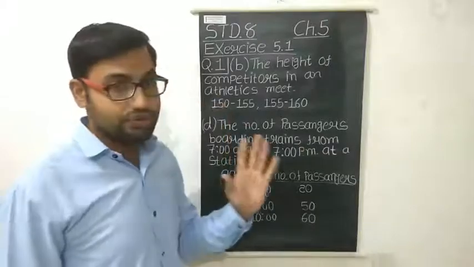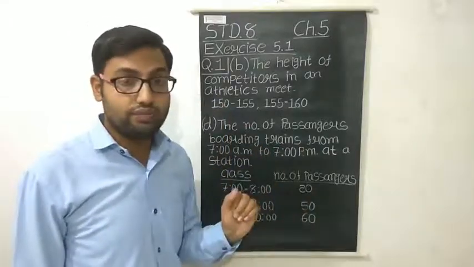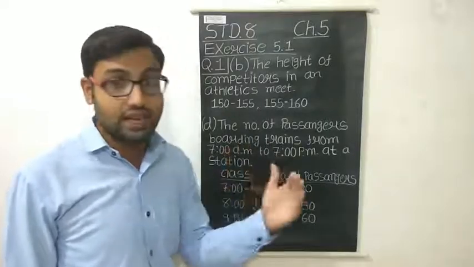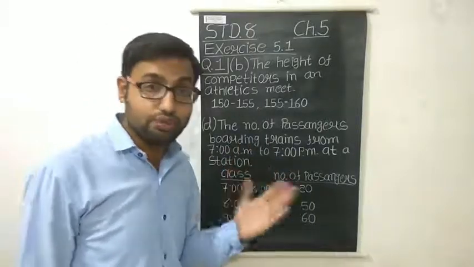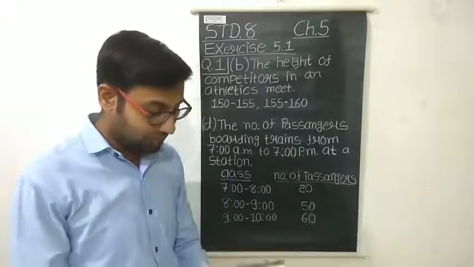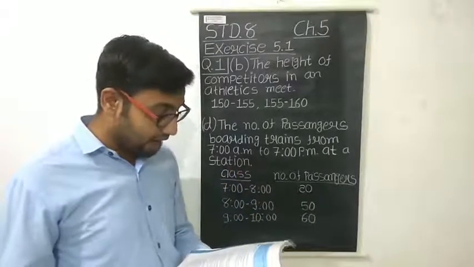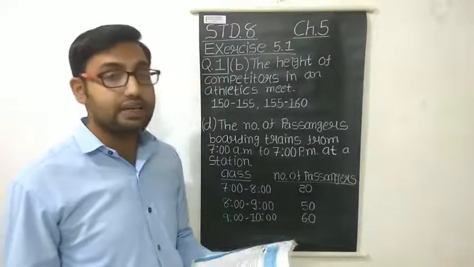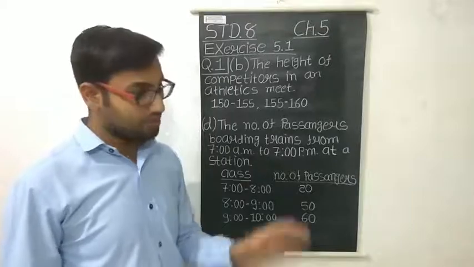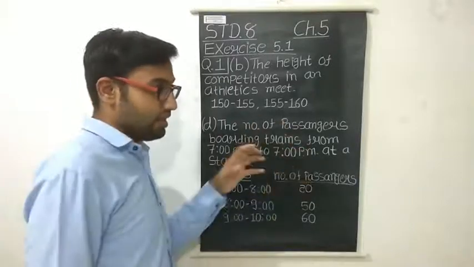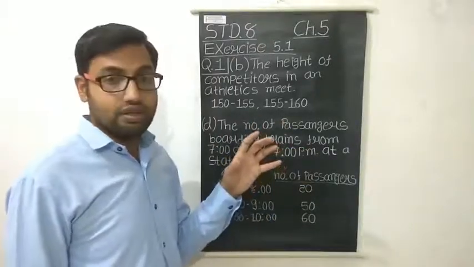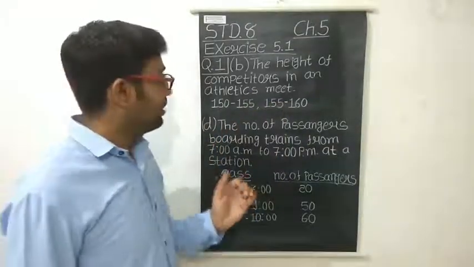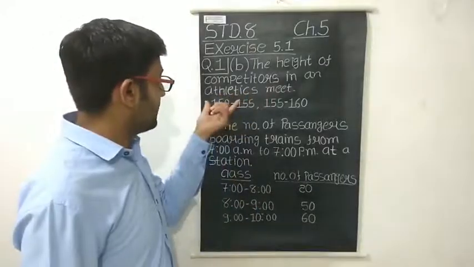So for option A, we cannot draw the histogram, and that is the reason that for that kind of data we cannot make the class intervals or the groups, right? Okay. B, the height of competitors in an athletics meet. So some athletes meet together and we have to collect the data of their height.